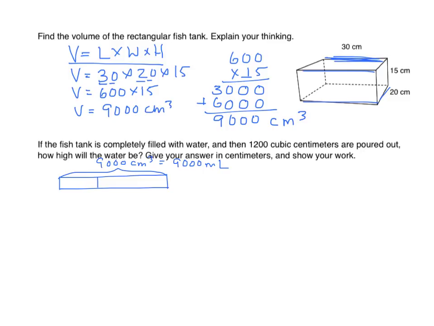We're going to pour out 1,200. What's left? Looking at the tape diagram, it tells us we need to subtract, because we have basically a missing addend. So let's see what we got. 9,000 minus 1,200. Subtract my 0, 0 minus 0. This becomes an 8. Regroup, and I have 8. And 8 minus 1 is 7. So I have 7,800. So that's my volume.